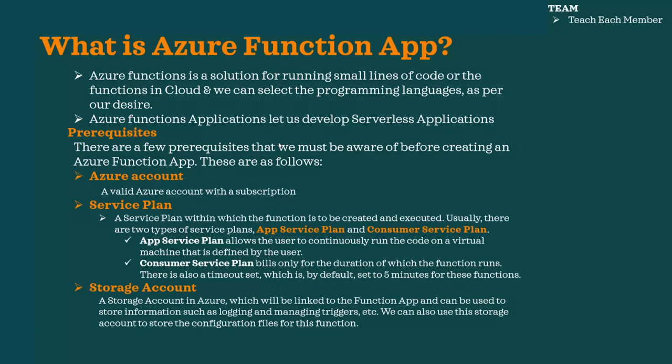The App Service plan allows the user to continuously run the code on a virtual machine that is defined by the user, and the Consumption plan bills only for the duration for which the function runs. There is also a timeout, which is by default set to 5 minutes for these functions. The second thing you need to understand is the storage account. An Azure storage account will be linked to the function app and can be used to store information such as logging and managing the triggers, etc. We can also use the storage account for files.